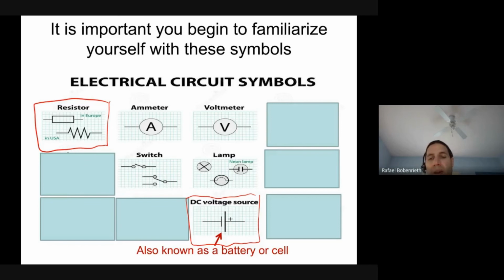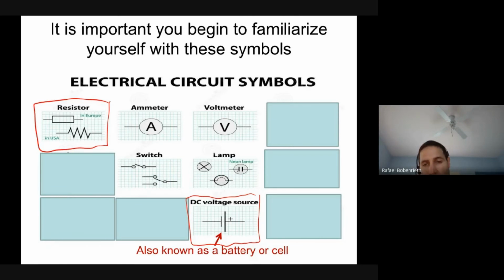When you see circuit diagrams, you're going to often see what's called a DC voltage source. DC stands for direct current. That's not really important for us. We're going to be dealing with only direct currents for the rest of this year. If you go into HL physics, we'll talk about alternating current. But a direct current voltage source is also known as a battery or a cell.